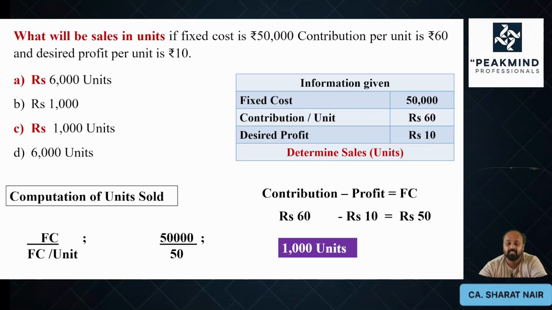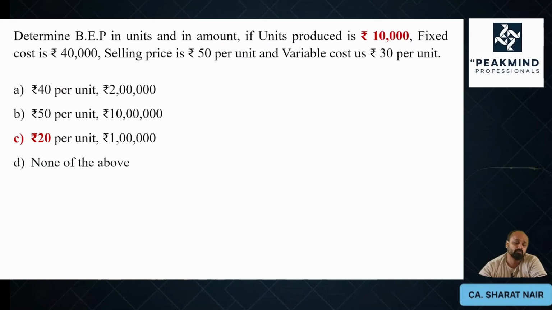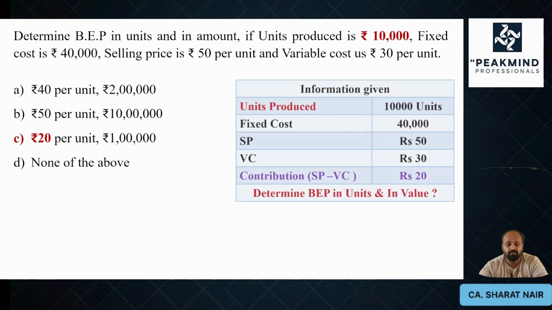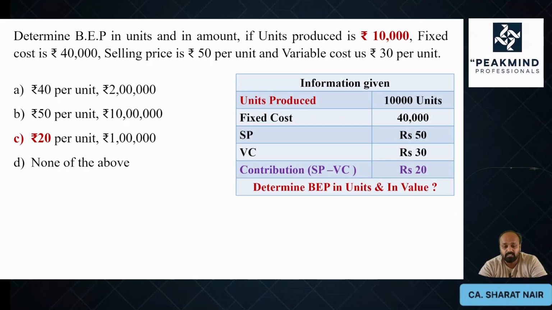So the correct answer here will be option C. Again, a typo error in the MCQ question bank of the institute. So the option is C. Next, moving further to the next MCQ, they are asking us to find out the break-even point with the information given, that is units produced.